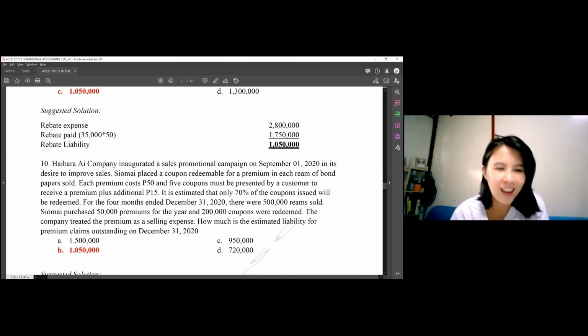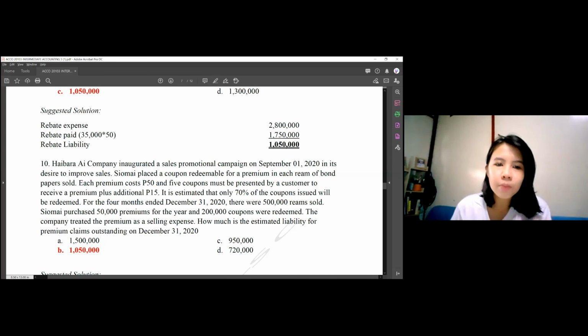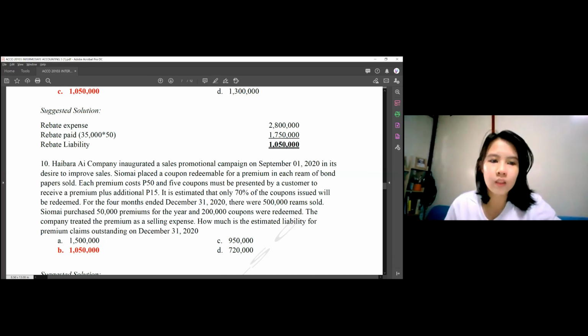No, it's Haibara Eye. Okay. Si Haibara Eye ay nakabili ng 50,000 premiums for the year. So, meaning, ito yung entry natin sa inventory, right? 50,000 times 50. Okay. And then, 200,000 na coupons yung na-redeem. So, the company treated the premium as a selling expense. How much is the estimated liability for premium claims outstanding on December 31, 2020?